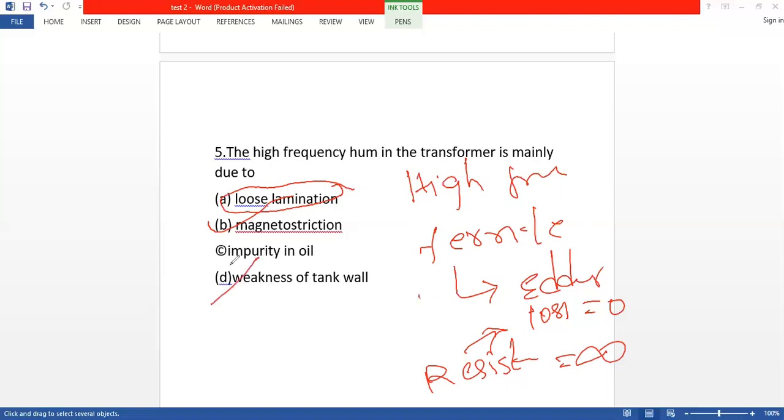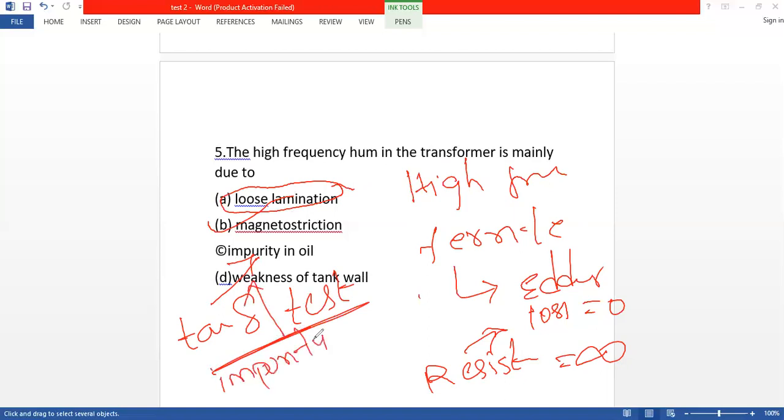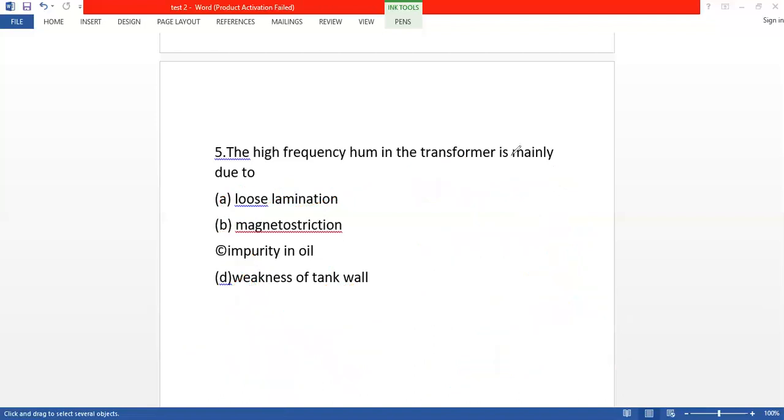Now see, the impurity of oil is measured with what? Tan delta test. This is a last year question. The tan delta test is used for measuring the condition of transformer oil. If tan delta increases, the impurity of the oil increases. Now, hear me. Is any point left? Hope nothing is left. Move ahead.